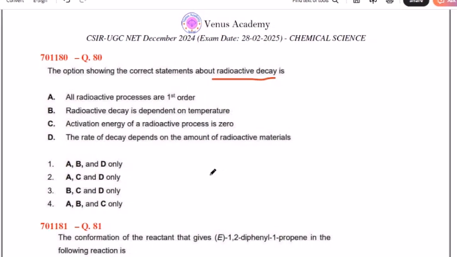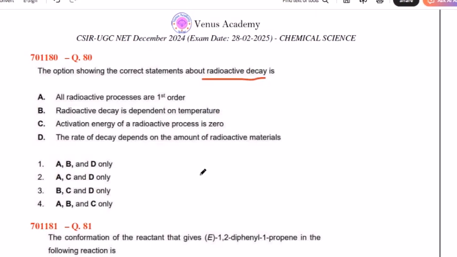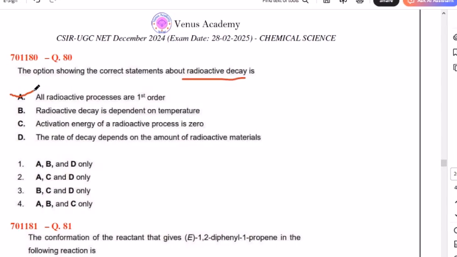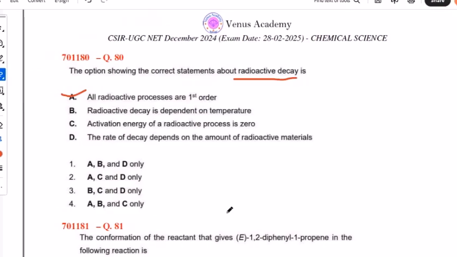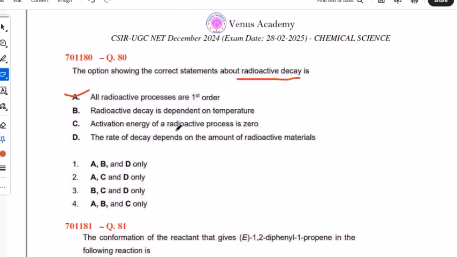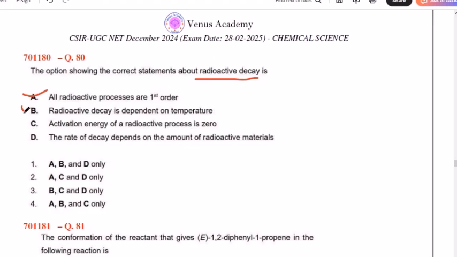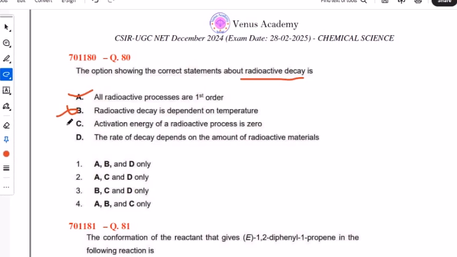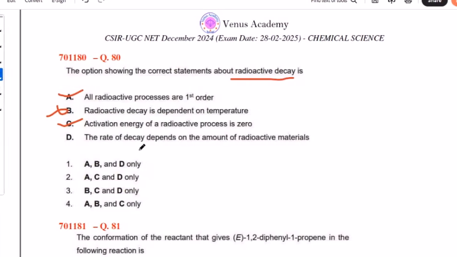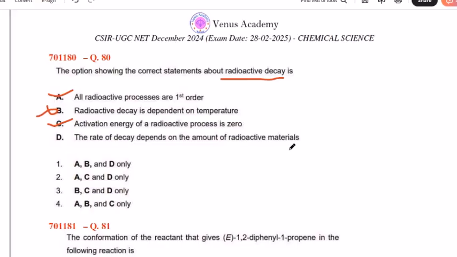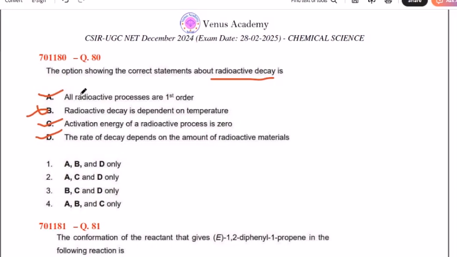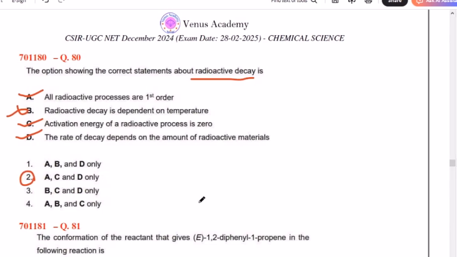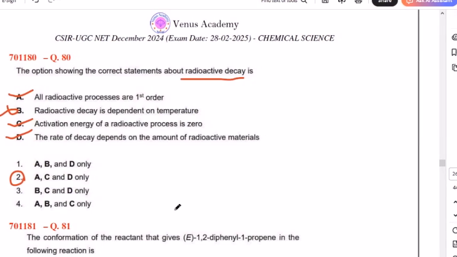Next, question number 80. The option showing the correct statements about radioactive decay is, what is going to happen in radioactive decay? So all radioactive processes are first order. Yes, this is correct, isn't it? Radioactive decay is dependent on temperature. No. Activation energy of a radioactive process is 0. Yes, correct. The rate of decay depends on the amount of radioactive material. So this is also correct. A, C, D. Which one is correct? Option 2. Yes, option 2 is the correct option, friends.